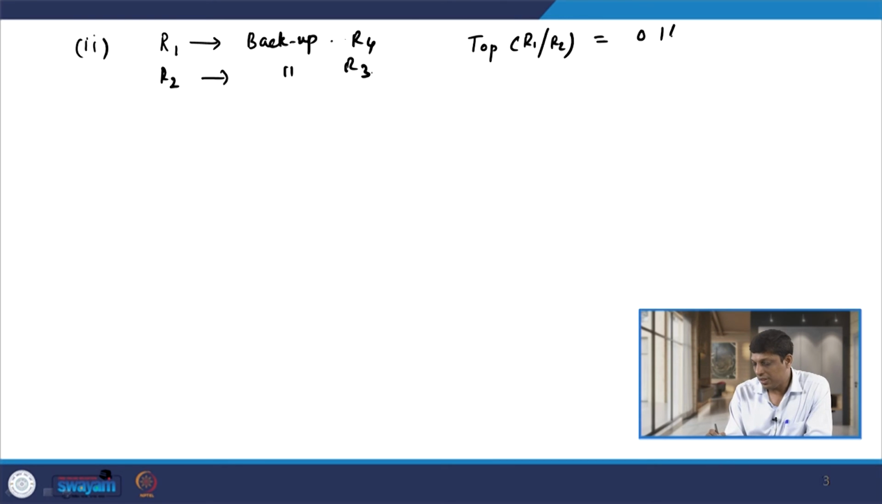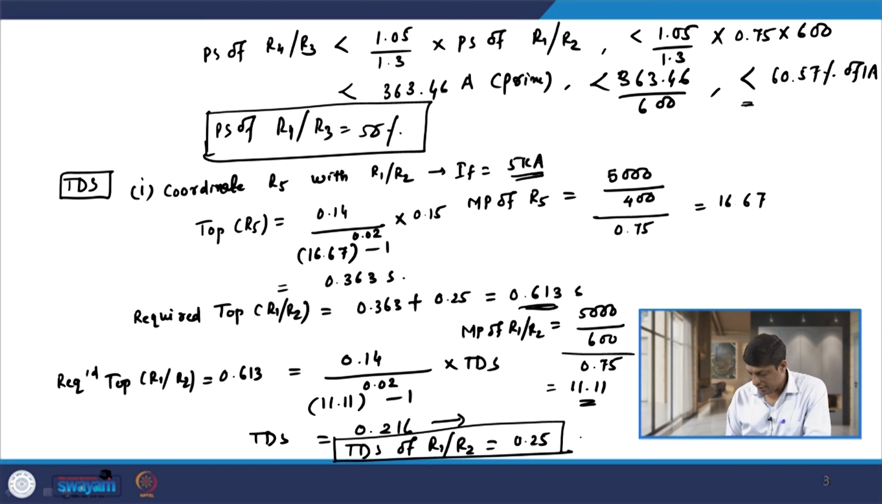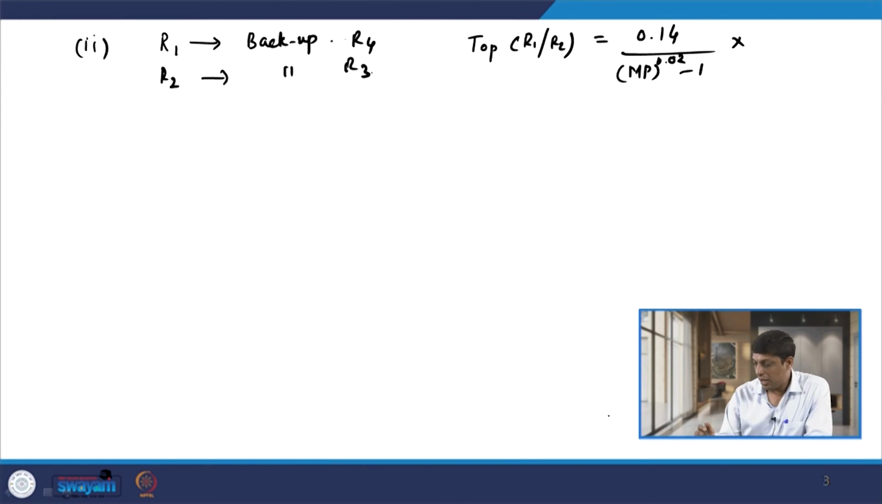So, let us first find out what is the time of operation of relay R1 oblique R2 using this equation, 0.14 by MP raised to 0.02 minus 1 into TDS. TDS of R1 and R2 we have already calculated, that is 0.25. So, now we consider this value as 0.25.